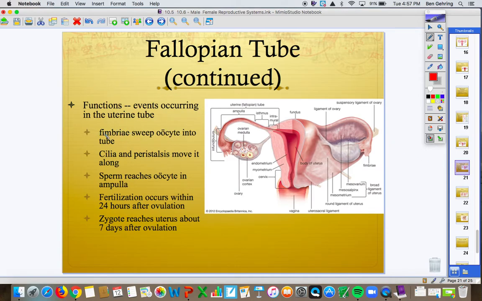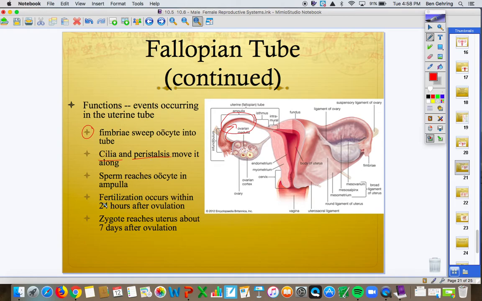So again, here's your process. Your fimbriae sweep the oocyte into the fallopian tube. Your cilia and peristalsis. Think back to the digestive system. What's peristalsis? That's our rhythmic contraction. Move it along. So it contracts here and pushes it in this direction. Your sperm reaches your oocyte in the ampulla. More than likely, this is where you're going to be fertilized.